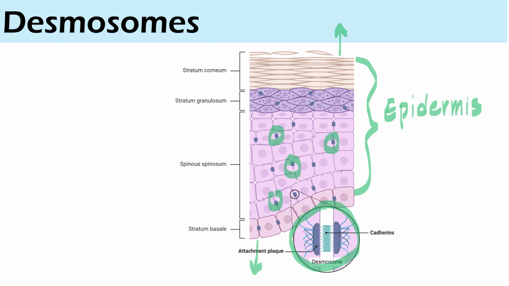Between the attachment plaques or proteins, in the space in between the cells, are these proteins called cadherins. And we've seen these before. They're basically adhesive proteins. These adhesive proteins span the gap between the two cells, holding the attachment plaques in place.